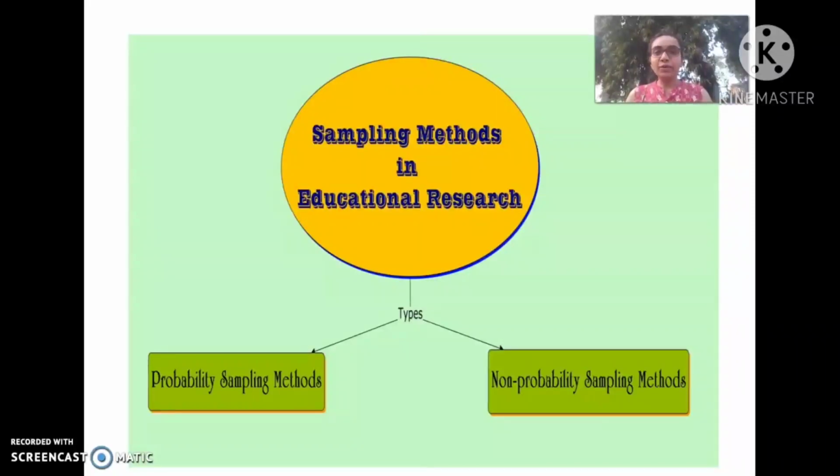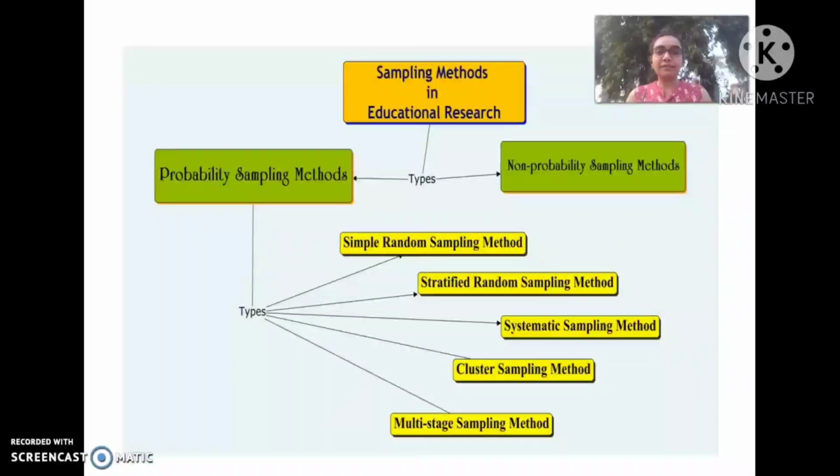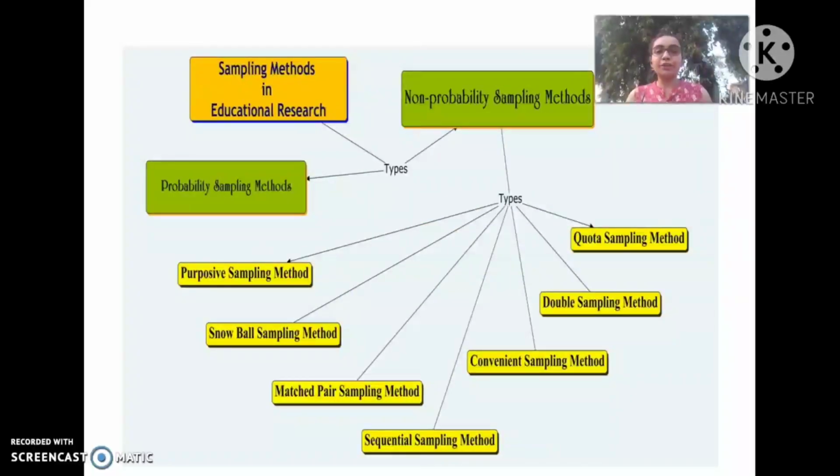In the second module of the course, we have studied about probability sampling methods in detail. We have seen that in probability sampling methods, there are 5 main sampling methods: simple random sampling method, stratified random sampling method, systematic sampling method, cluster sampling method and multi-stage sampling method. Here in the third module of the course, we are going to study about non-probability sampling methods in detail.